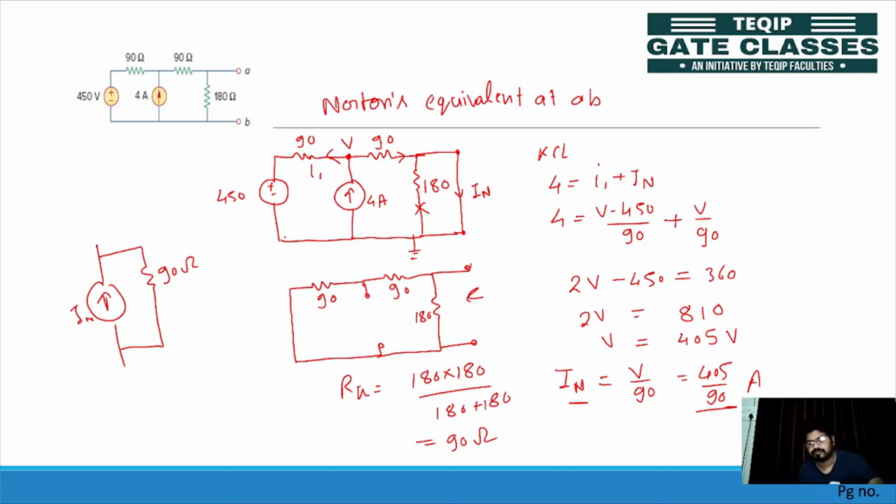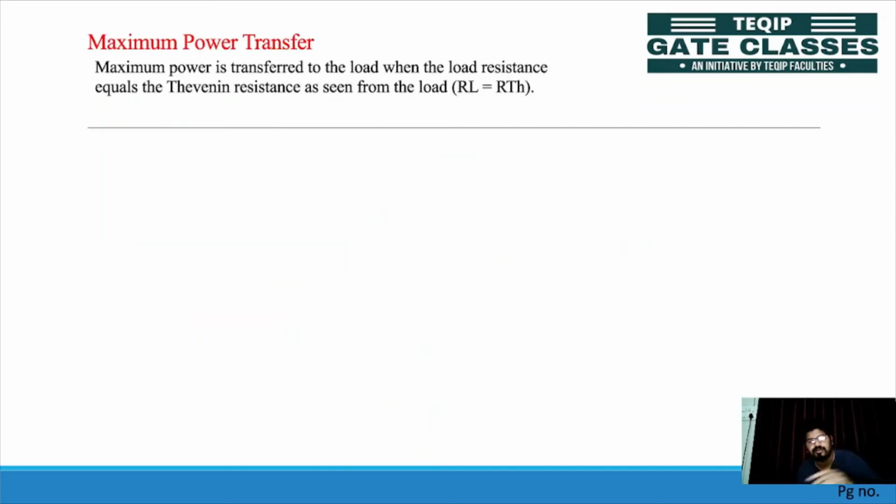So next we have a theorem, that is the maximum power transfer theorem. This is a very important one. We'll take help of the Thevenin equivalent circuit here. What maximum power transfer says is: maximum power is transferred to the load when the load resistance equals the Thevenin resistance as seen from the load.